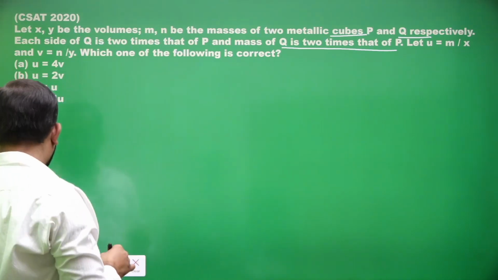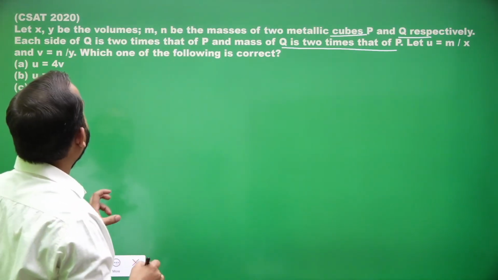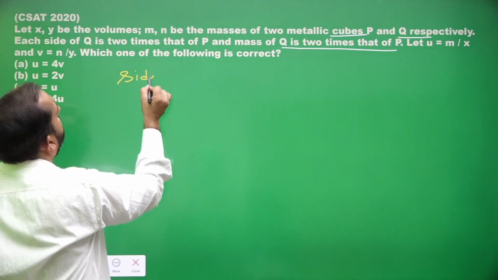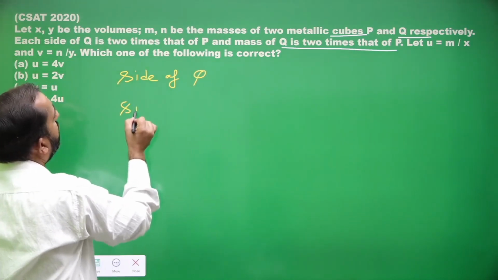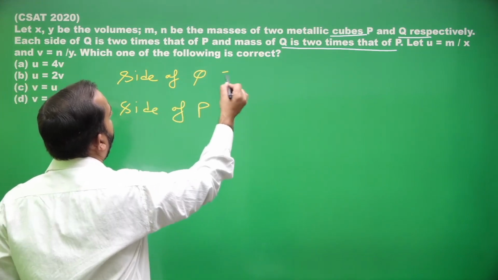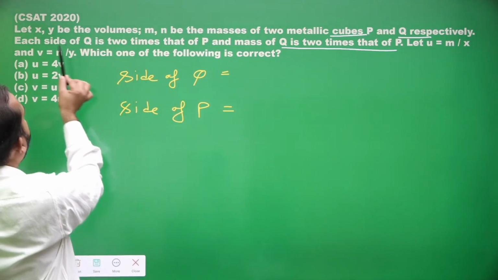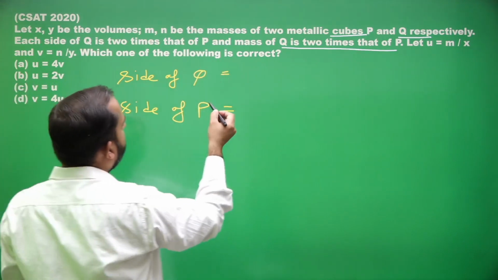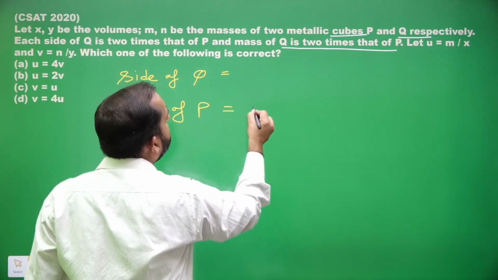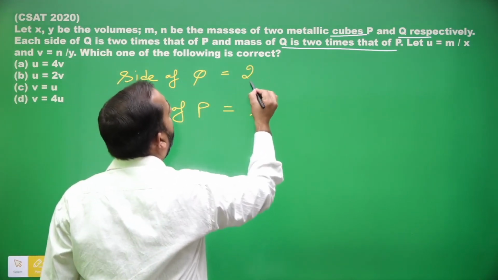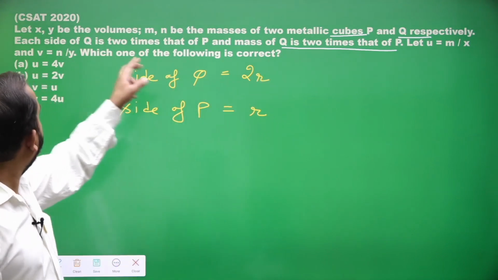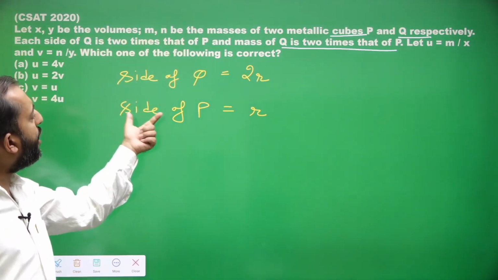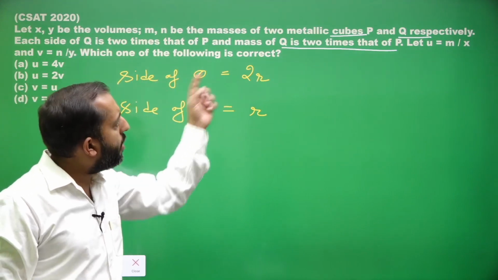Okay, so let's consider side of Q and side of P first. Now it is given to me that each side of Q is 2 times that of P. So let's say each side of P is R, so each side of Q should be 2R. See, each side of Q is 2 times that of P. So if you assume side of P to be R, then side of Q should be 2R.